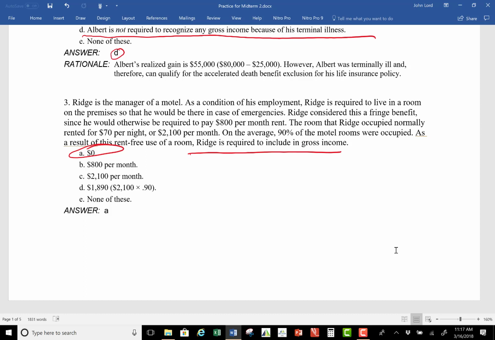If it's to the convenience of the employer that you're staying where they ask you to stay, then you don't have to include it in the gross income. So let's say, just to take it a little differently, they want you to stay at the hospital, and they give you a room at the hospital, and you're an emergency room doctor or something. You're obviously not going to have to pay that, right? So it's for the convenience of the employer.